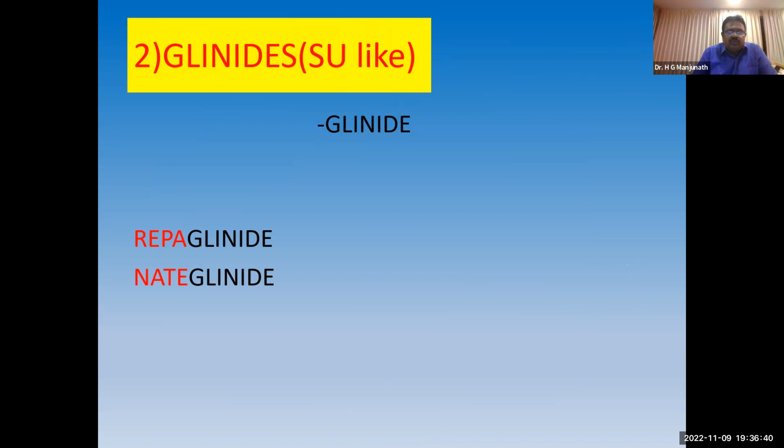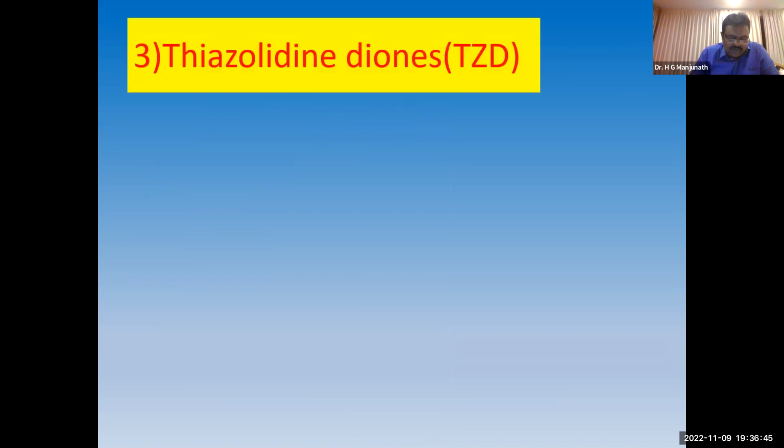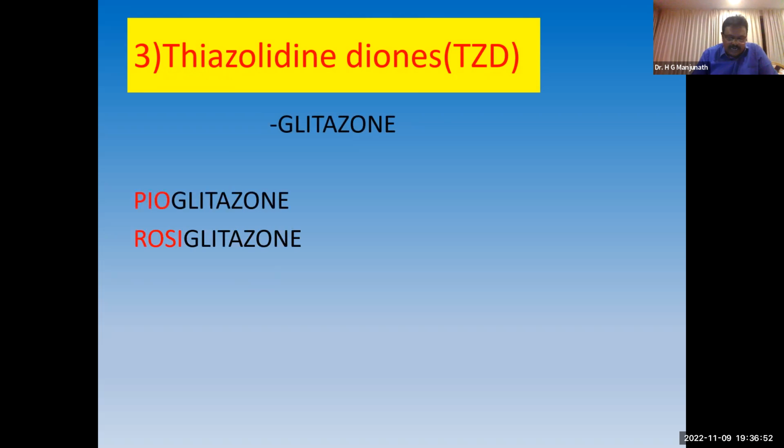The second group of drugs are the glinides, which are sulfonylurea-like antidiabetic agents. They have the suffix glinide, with drugs like repaglinide and nateglinide. They are chemically different, but they act similarly to the sulfonylureas, increasing the release of insulin and controlling glucose levels. The third group of drugs is the thiazolidinediones with the suffix glitazone. We have drugs like pioglitazone, rosiglitazone, and troglitazone. All these are thiazolidinediones.